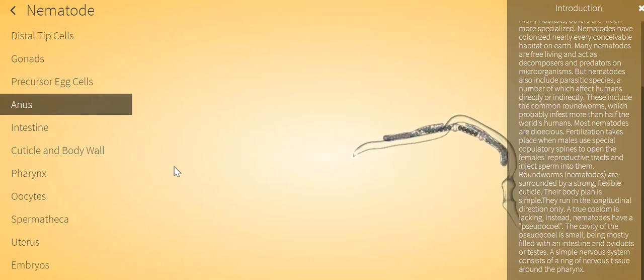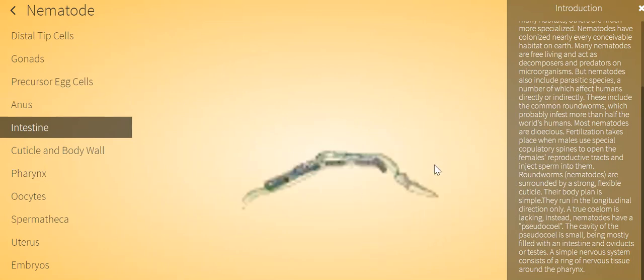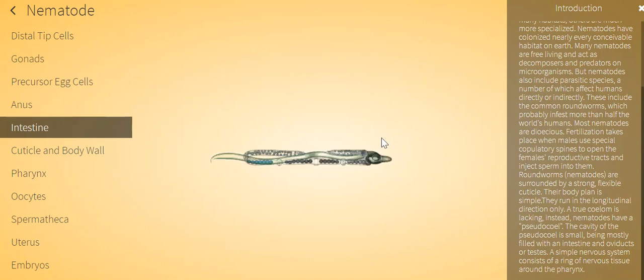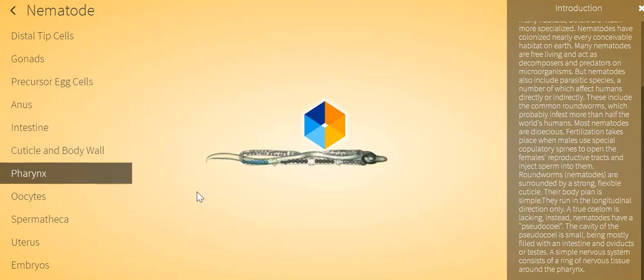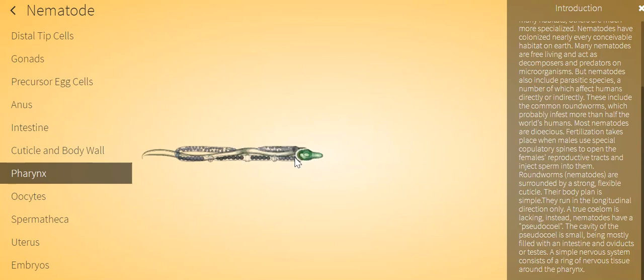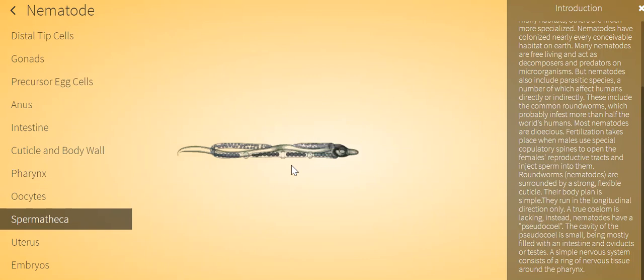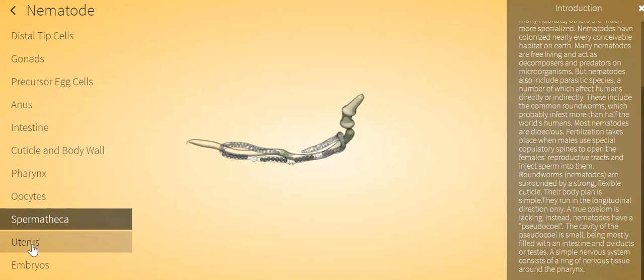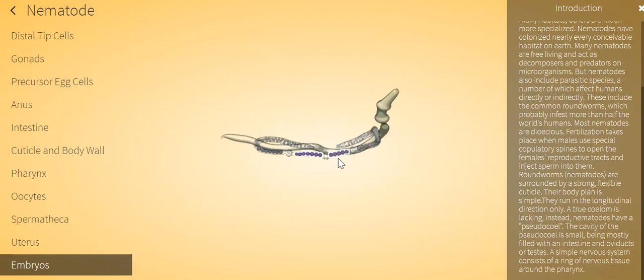Anus. So unlike the flatworm, it does have both a mouth and an anus. Intestine runs the length of the body, as stated. Pharynx, at the front now, not at the bottom like the flatworm. Oocytes are eggs, early sperm. Uterus. Embryos. Very interesting.